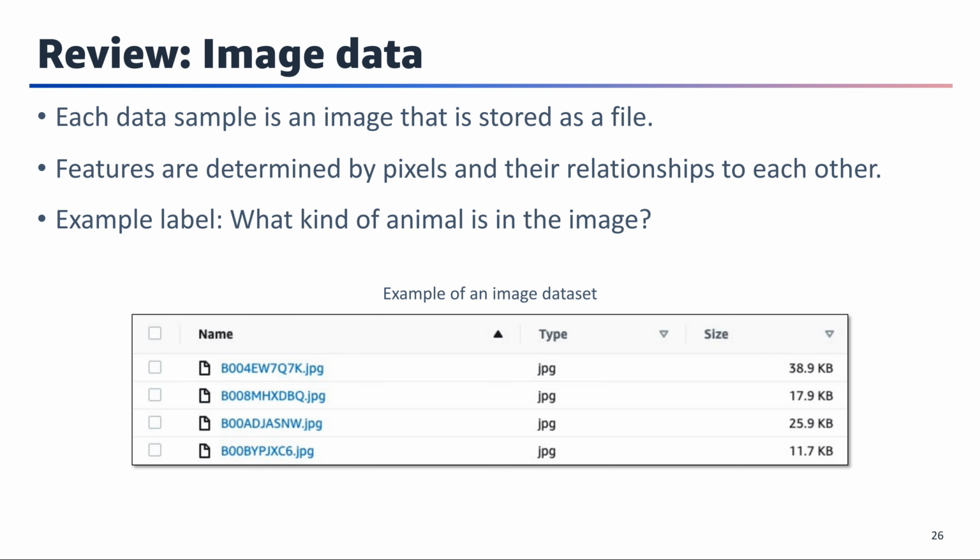Another of the most commonly used types of data in ML is image data. Each data sample is an image that is stored as a file. Features are determined by pixels and their relationships to each other. An example label is what kind of animal is in the image.